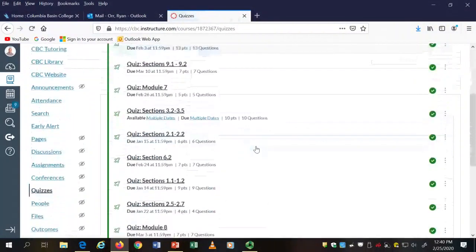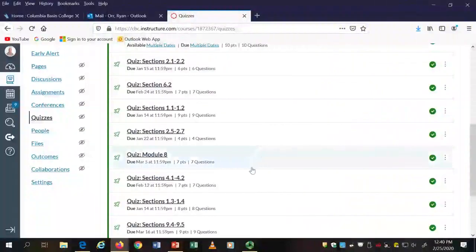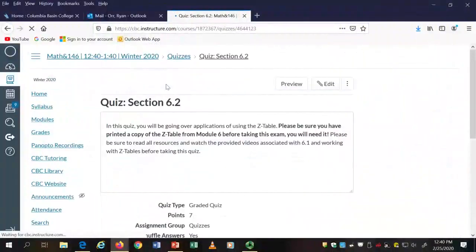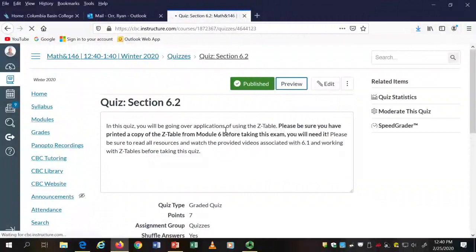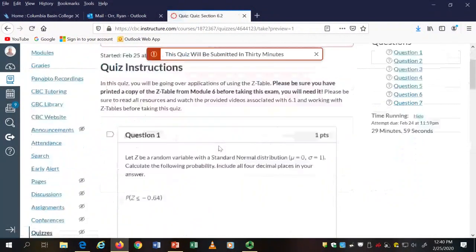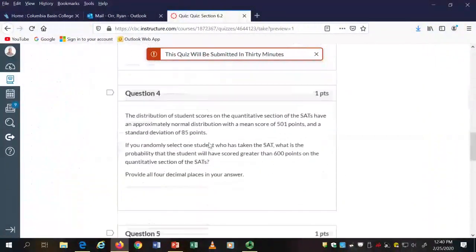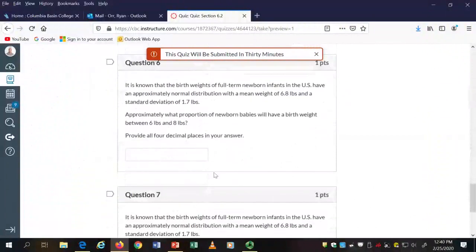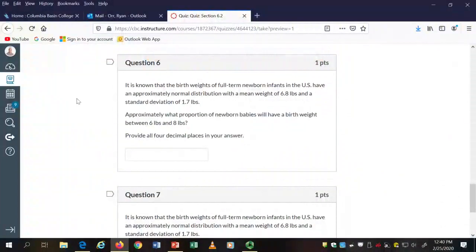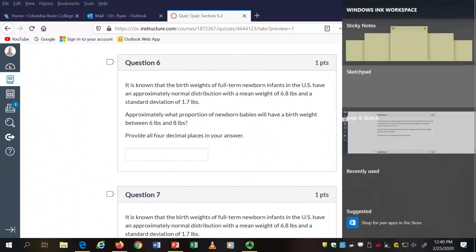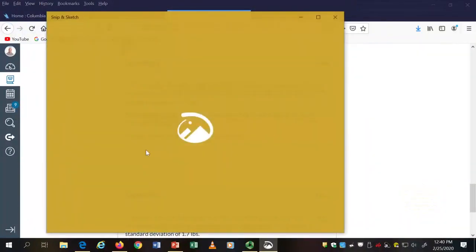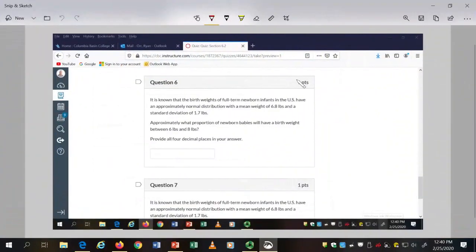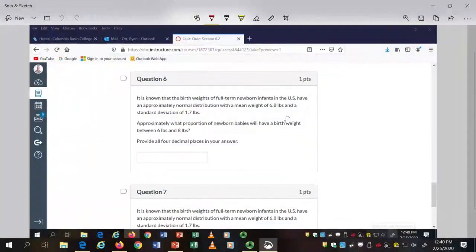So quizzes. The one that was due yesterday was 6.2, right? All right, which one were we talking about? Number 6. Approximately what proportion of babies will have birth weights between 6 and 8 pounds? And it gives you the mean and the standard deviation. So this is an in-between probability. So that means we're going to need 2 z-scores and 2 probabilities.